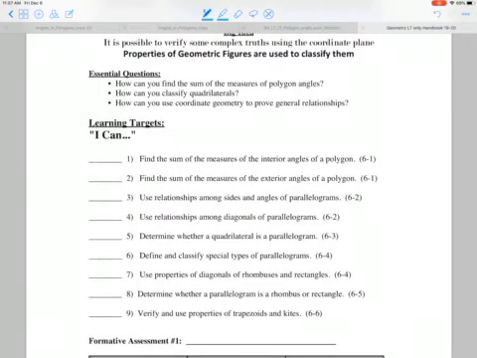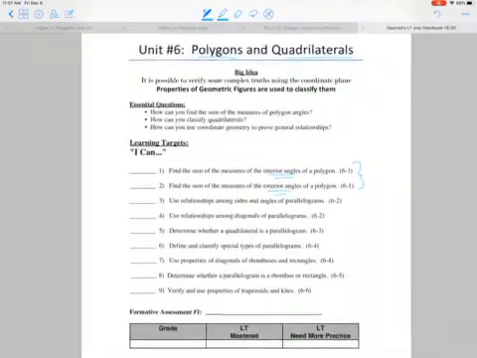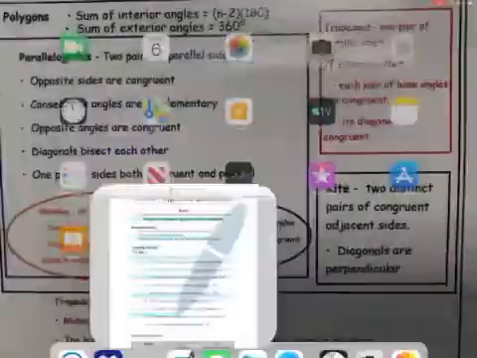Polygons are many-sided figures. So in the first lesson, this movie is going to cover the interior angles of a polygon and the exterior angles of a polygon. We're also then going to start looking at specific types of parallelograms. So let's start with polygons.